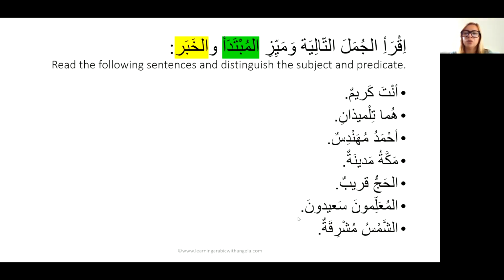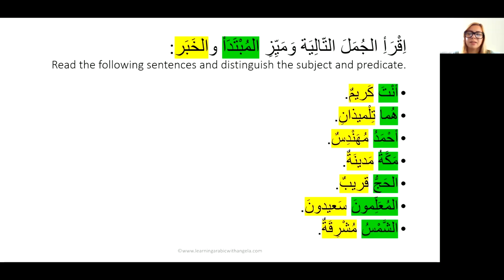المعلمون سعيدون. The teachers are happy. Hajj is near. الشمس مشرقة. The sun is shining. Pause the screen again if you need time. Over here. أنت كريم. So أنت subject. هما subject. أحمد. مكة. الحج. المعلمون. الشمس. So these are all مبتدأ.